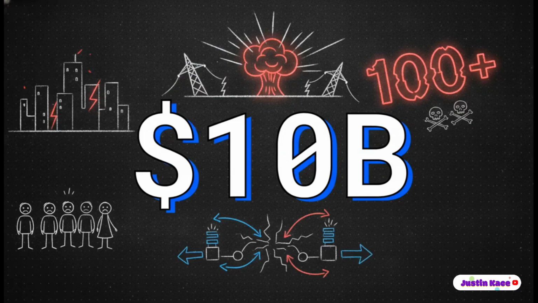And to put the stakes into perspective, the economic impact of this single afternoon was north of $10 billion. $10 billion! Not to mention, it's estimated to have contributed to nearly 100 deaths. So how on earth does an outage of this sheer magnitude actually happen?